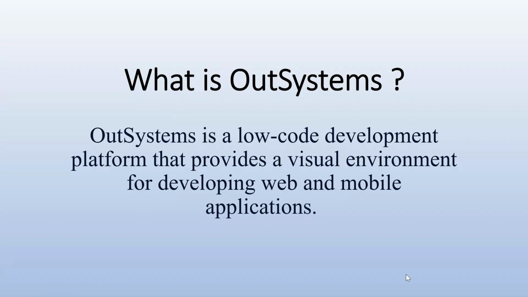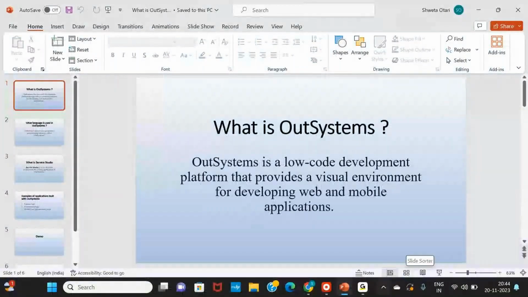So the current version of OutSystems that we are using is 11, both for paid and unpaid versions. If you are learning OutSystems, then you can use the unpaid version. But when you are actually working on live projects or on the client side, then they will provide you the paid version. Okay, is it clear?